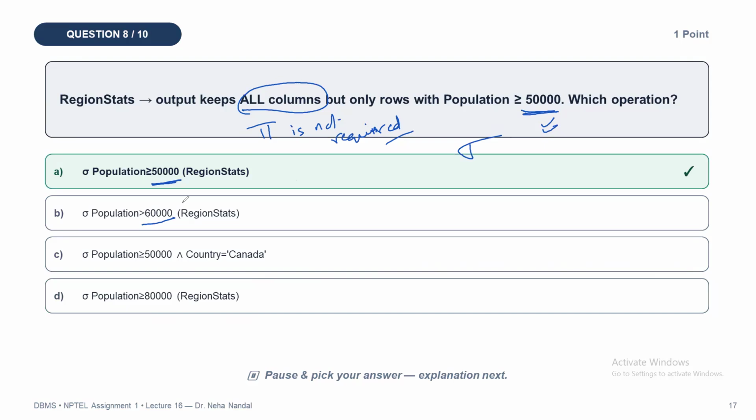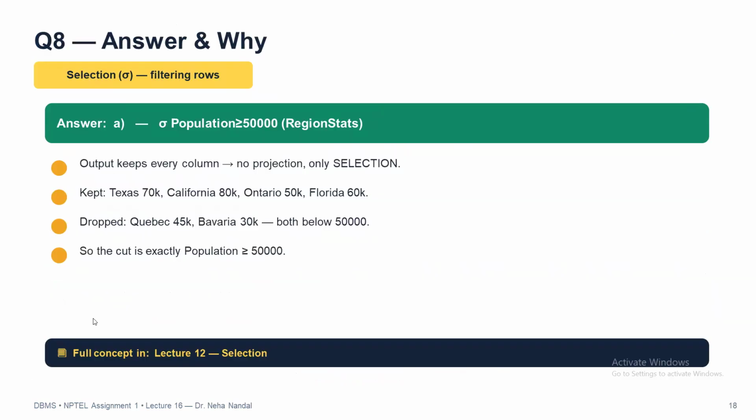Now suppose I'll give you one example. Texas is 70,000, California is 80,000, Ontario is 50,000, Florida is 6,000. So they are kept. Output will keep every column, which we have already discussed. Which one will be dropped? Quebec 45,000, Bavaria 30,000.